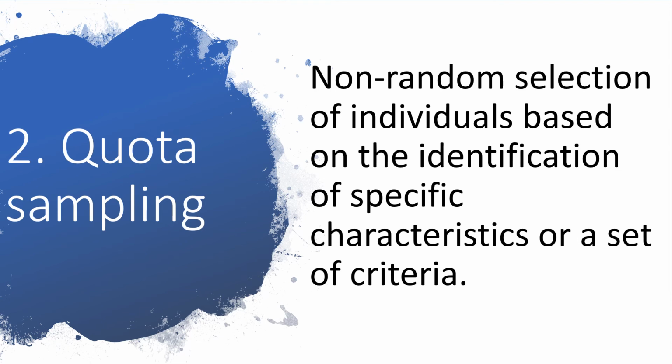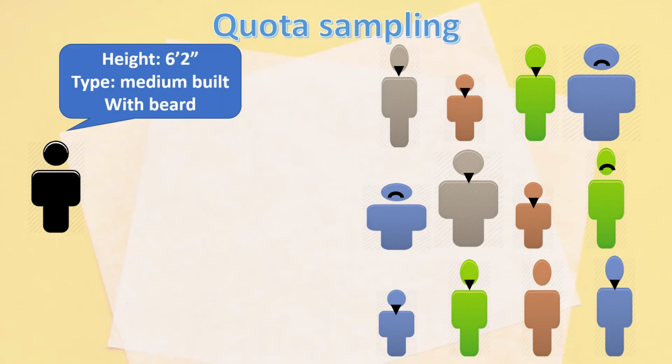The second technique is called the quota sampling. It's a non-random selection of individuals based on the identification of specific characteristics or a set of criteria. Here's an example for the quota sampling. For as long as the individual meets the demand or criteria that the researcher is looking for, then he or she is in, can be already part of the sample.